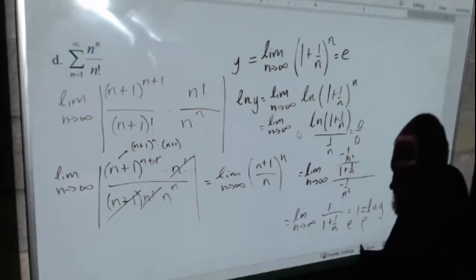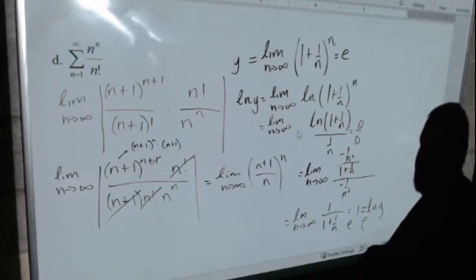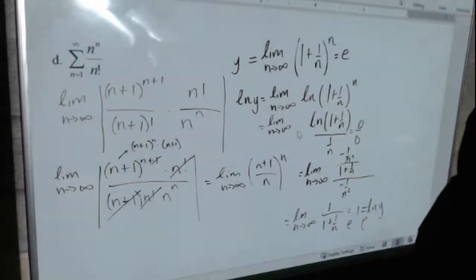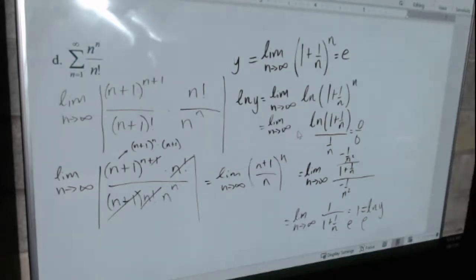So that's the definition of e, this limit. So you may have seen that in Calc 1. But that's the proof. Questions about that one? I know that's a lot of work there.